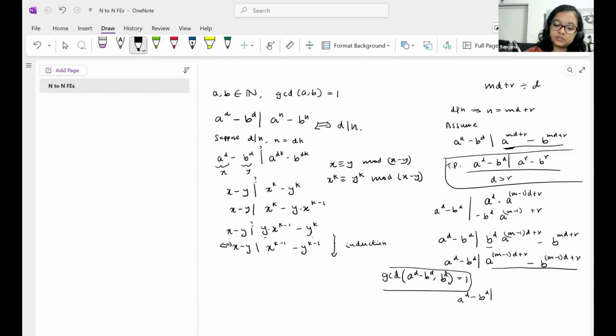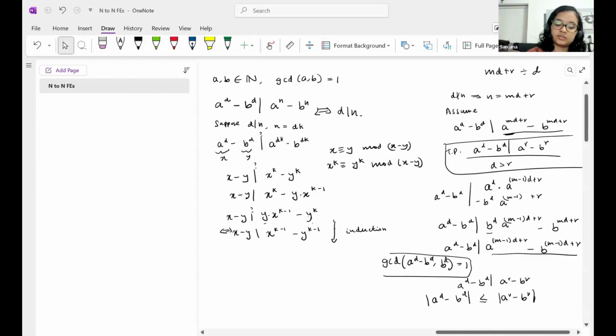A raised to d minus b raised to d divides this. And now that means that the size of this is at most the size of that. But this is a contradiction because d is greater than r, so contradiction. So is everyone able to follow?